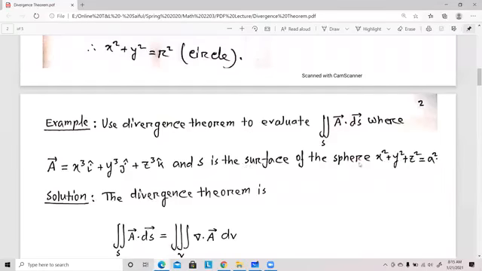S is the surface of the sphere x² + y² + z² = a². This is the equation of a sphere whose radius is a. Radius a, কি আর হচ্ছে origin 0 0 0, 0 0.